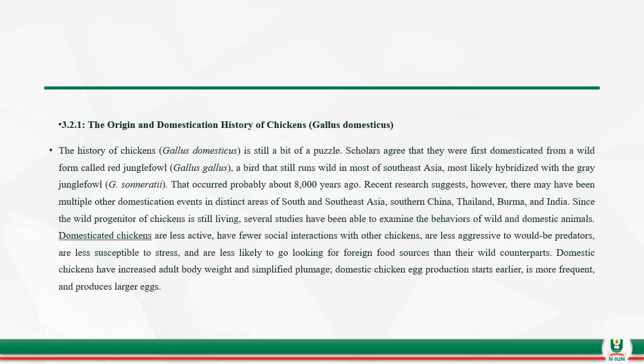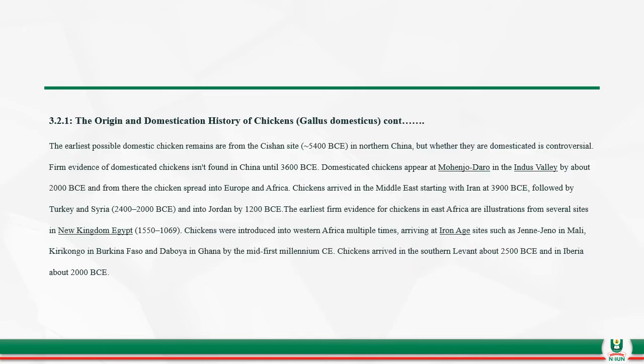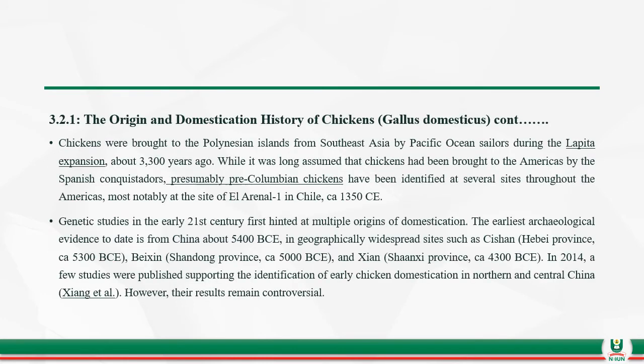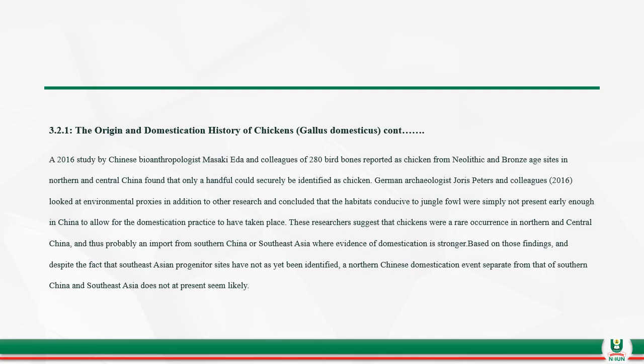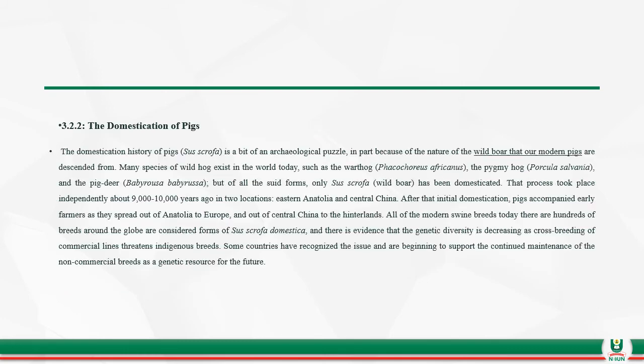The domestication of chickens. The history of chickens, Gallus domesticus, is still a bit of a puzzle. They are supposed to have been domesticated from the red jungle fowl, Gallus gallus, and the spread is now worldwide. The chicken has a long history, as we said, and of course, they are found on every continent.